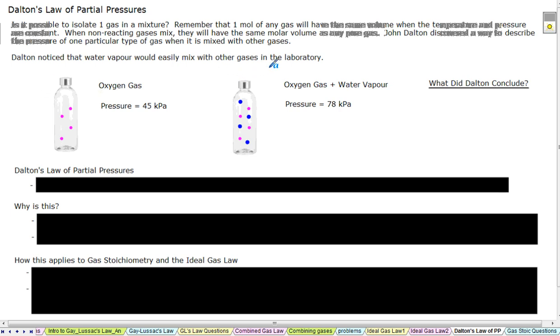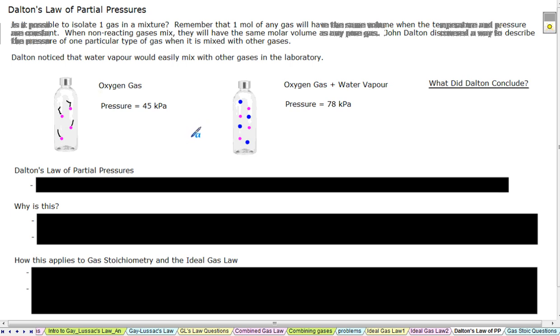So John Dalton discovered a way to describe the pressure of one particular type of gas when it's mixed with others. An example here is Dalton put some oxygen gas into a sealed cylinder and measured the pressure at 45 kilopascals. We are representing the oxygen gas by these little pink dots, and they represent the particles. Of course, the particles would be moving in straight lines, zipping around, bouncing off the container, and every time they collide with the container, adding pressure to it.